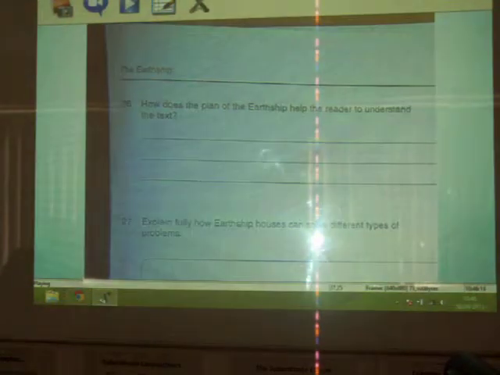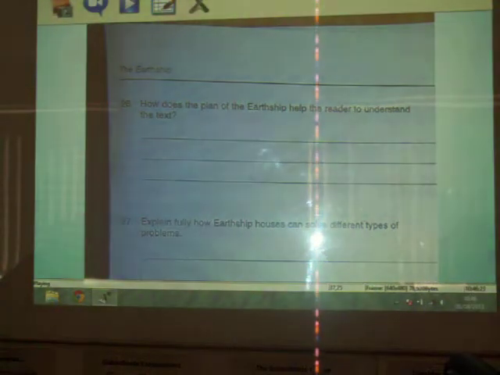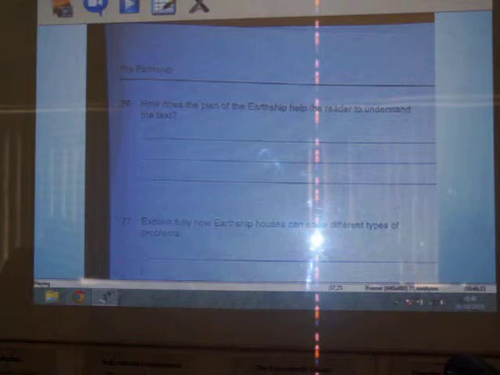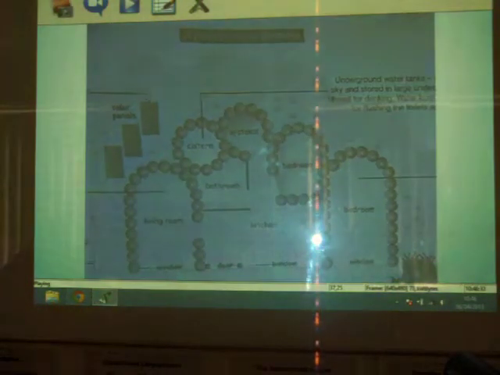Question number 26: how does the plan of the Earthship help the reader to understand the text? Which page are we talking about, Zara? The plan of the Earthship. We are talking about the last page, the plan of a simple Earthship. Everybody should be looking at that page now, folks. Can you turn that page, please?